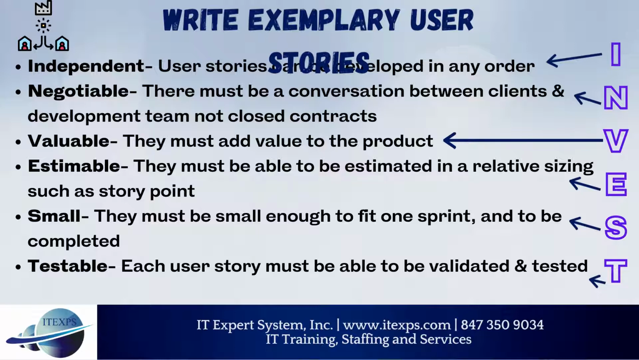Valuable, a user story must add value to the product. Estimable, meaning each user story must be able to be estimated, in a relative sizing such as story points or t-shirt sizing. Small, user stories must be small enough to fit in one sprint and to be completed. Final point here is testable, meaning each user story must be able to be validated and tested. These are the success points for an exemplary user story.